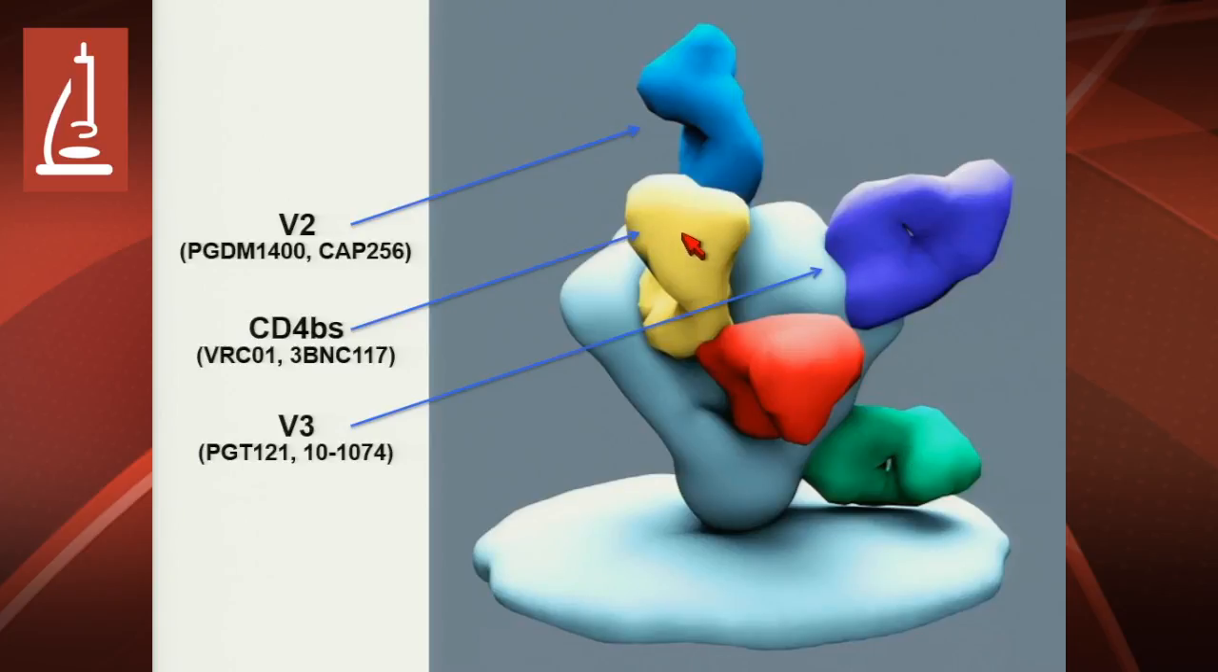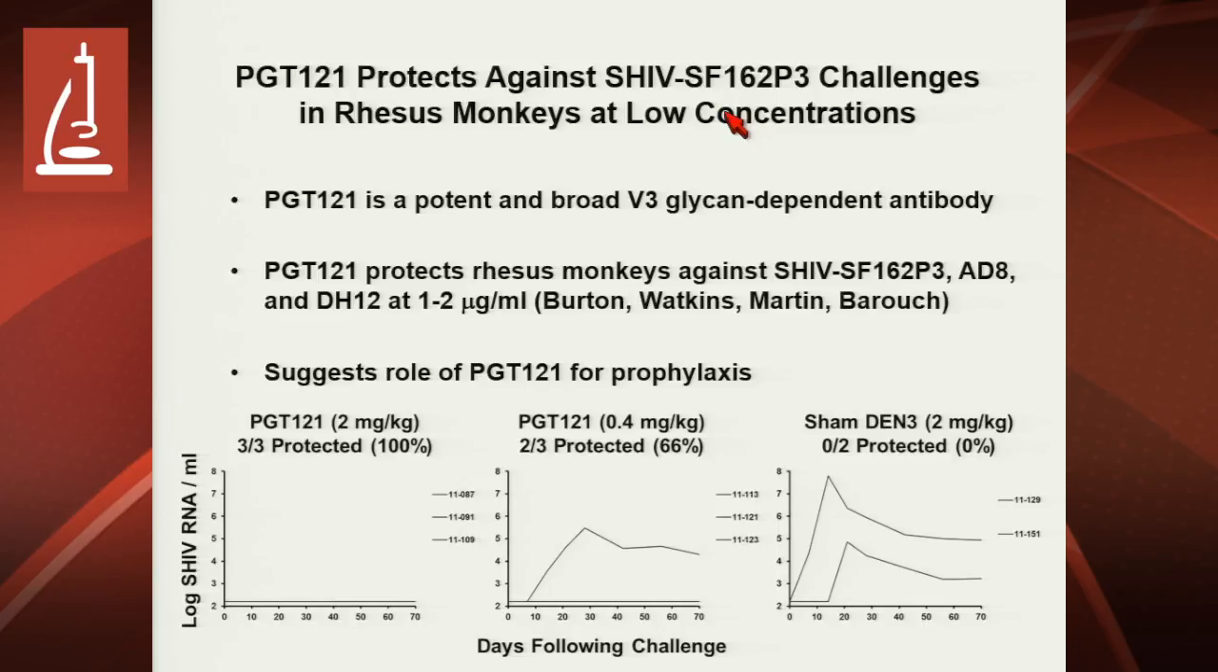The antibodies that are furthest along in clinical testing bind here to the CD4 binding site, as exemplified by VRC01 or the similar 3BNC117 antibody. Antibodies that have either just started or will soon start clinical trials are directed against this V3 glycan loop on the top corner of the molecule, as exemplified by PGT121 or 10-1074. And antibodies that will soon be in clinical trials, potentially next year, are antibodies against the very top of the envelope spike, against the V2 glycan region, as exemplified by PGDM1400 or CAP256.